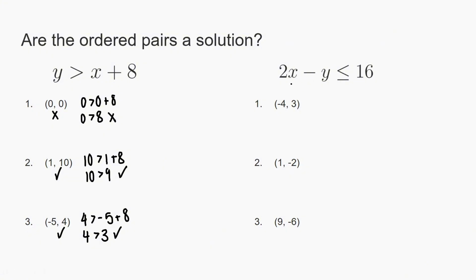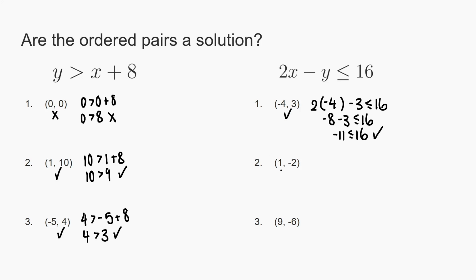What about here? We have 2x minus y is less than or equal to 16. Now let's plug in our values like last time. We have 2 times negative 4 minus 3 less than or equal to 16. So negative 8, negative 11 is less than or equal to 16. That's correct. So we know this is an ordered pair.